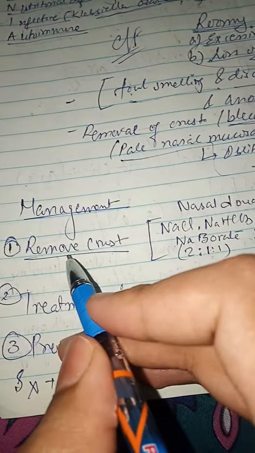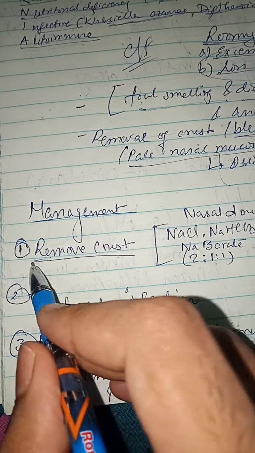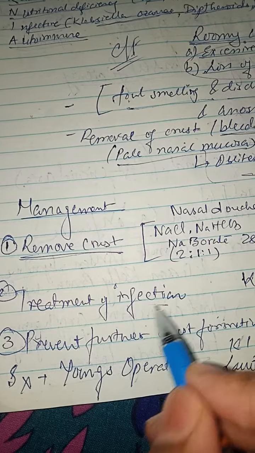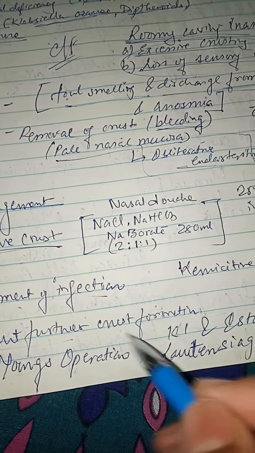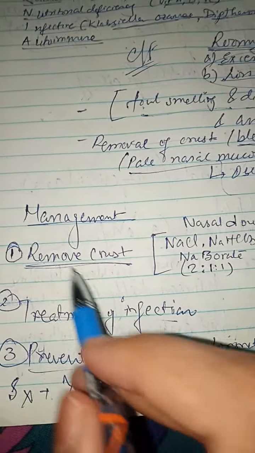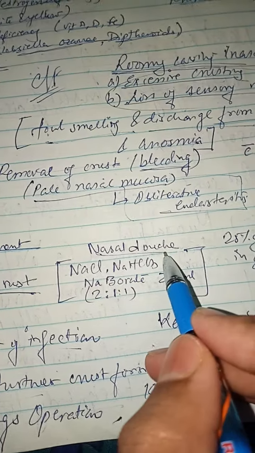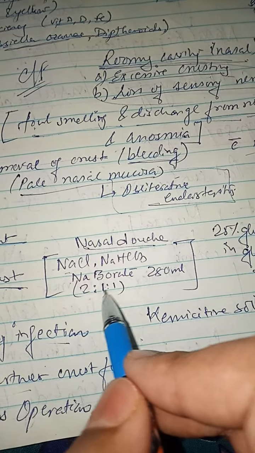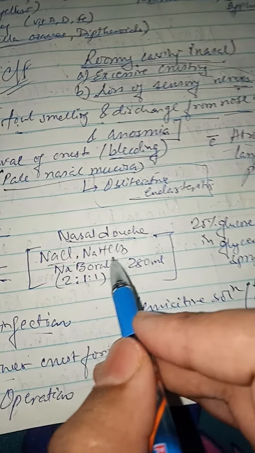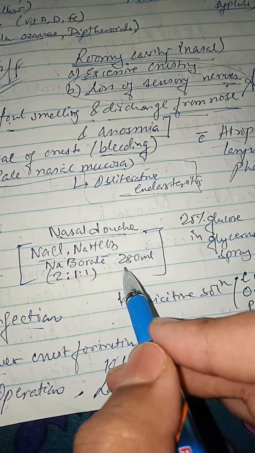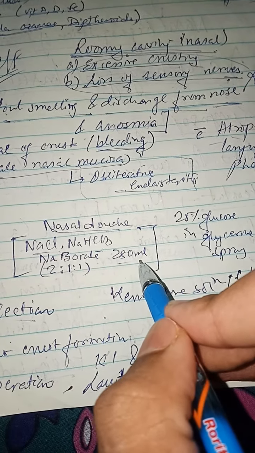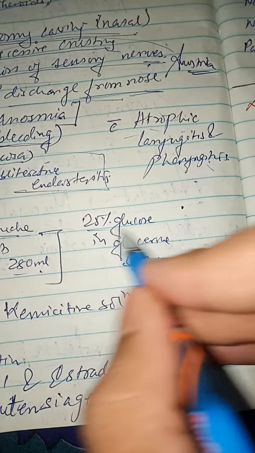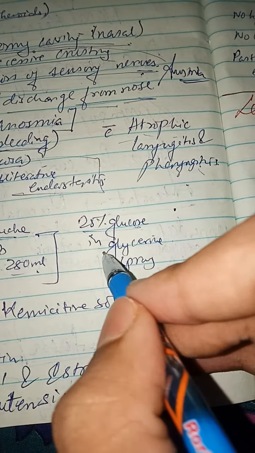What is the management? So three things we have to follow. We have to remove the crust, we have to treat the infection, and we have to prevent further crust formation. So how to remove the crust? By nasal douche, that means a 2:1:1 ratio of NaCl, sodium bicarbonate and sodium borate in 280 ml of water, and 25% glucose in glycerin spray.